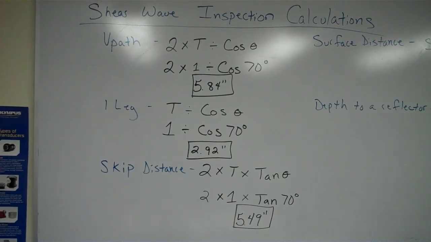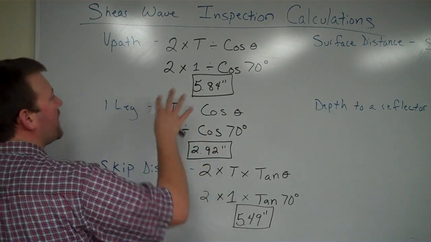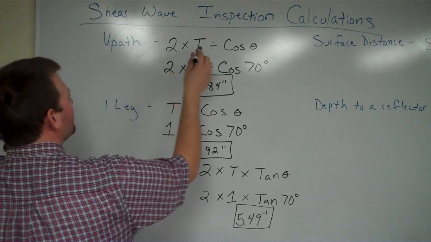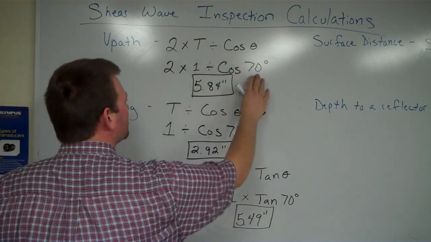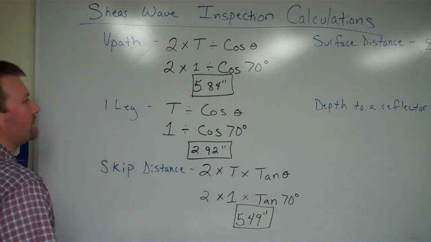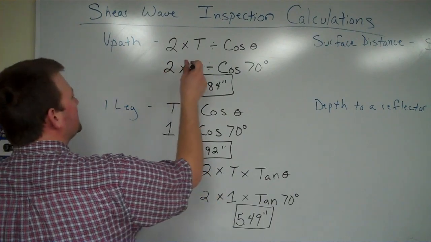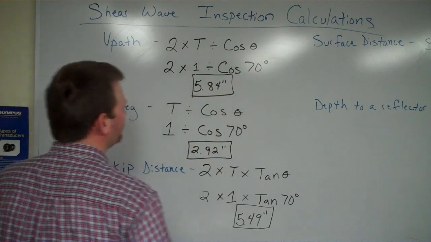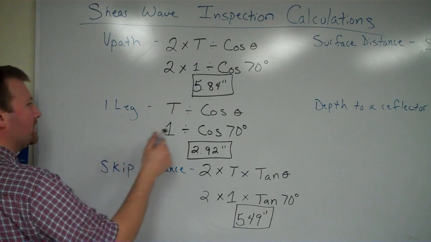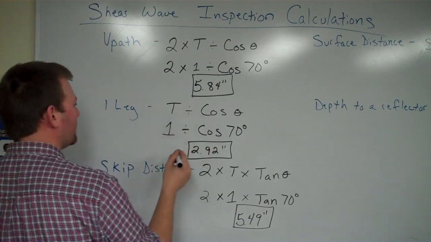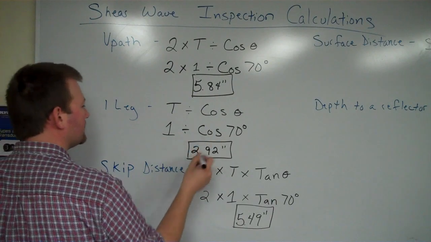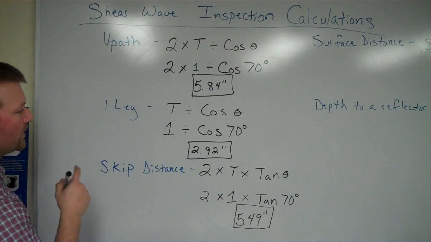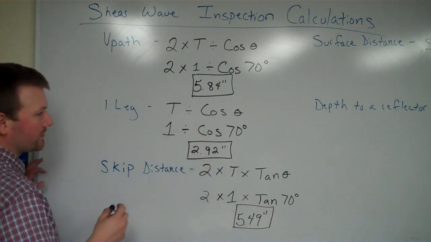Alright, so that tells us this. If we calculated the V path for that plate over there where we just were, that would be 2 times thickness divided by the cosine of our angle. The angle in this case was 70 degrees, and you saw that on the transducer over there. So 2 times the thickness of 1 inch divided by the cosine of 70, you should get 5.84 inches. Half of that, which is 1 leg, would be the thickness divided by the cosine. So 1 divided by the cosine of 70, that's where we got our 2.92. That's 1 leg each. So 1 leg travels down, 1 leg travels back, all that good stuff.